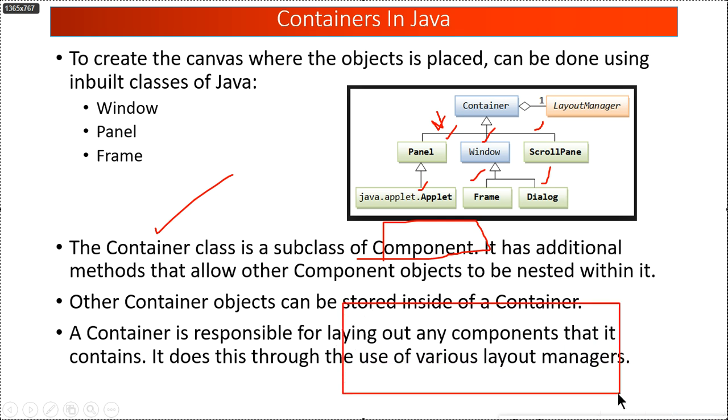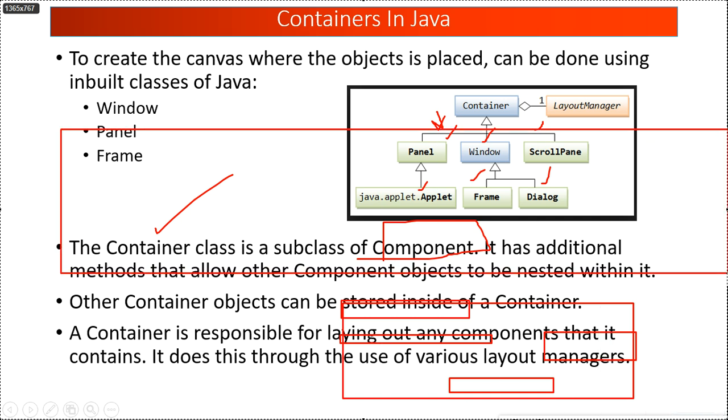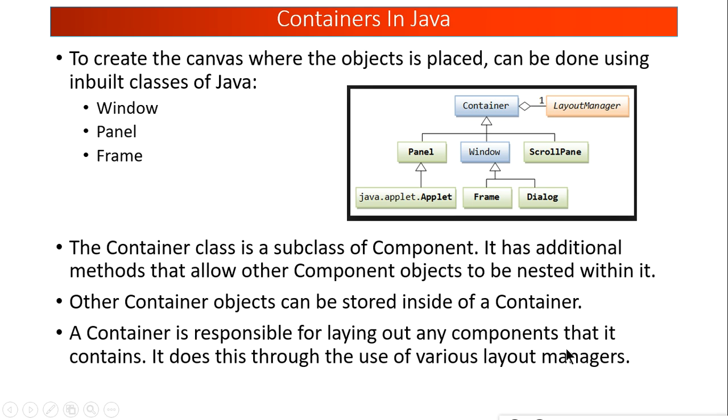How will the objects be placed? Let's say you have this box and you want to place a text box here. Where will you place this text box? You can place it here, here, or here. How the objects will be placed in your main window is decided using another concept, layout managers. I will explain the layout managers concept in some other video tutorial, but today's topic will focus on windows or frames.